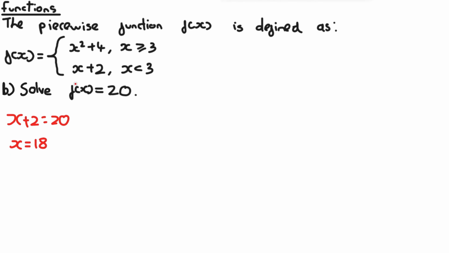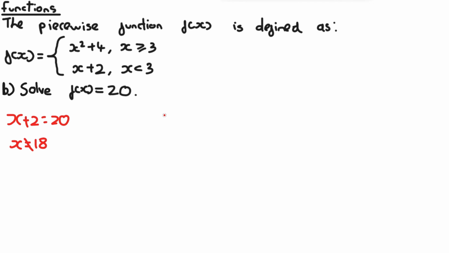So x is equal to 18 for this function, but the domain for this function is when x is less than 3, and 18 is not less than 3, so therefore x cannot be equal to 18 as it doesn't lie in the domain for this function to be used.